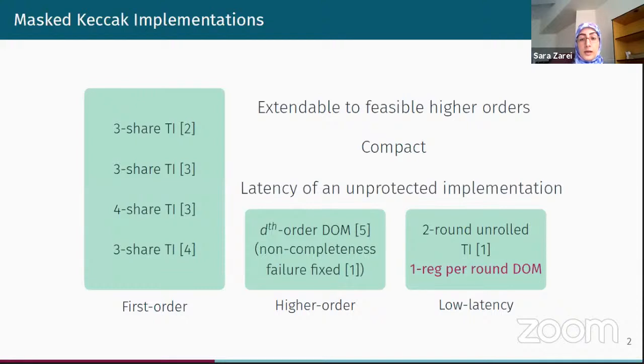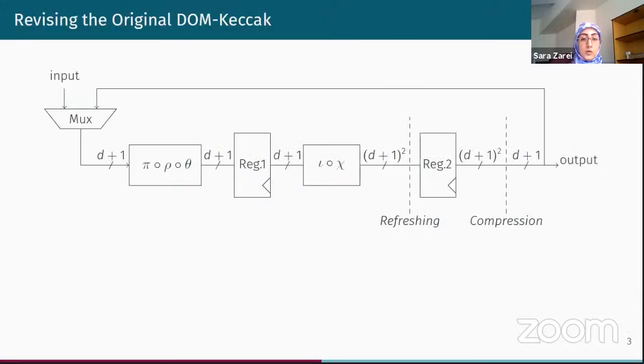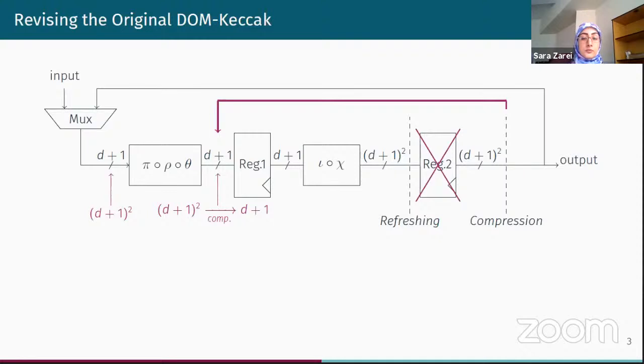to any arbitrary order. And to this end, we switch the underlying masking scheme of the Keccak implementation to D+1, and then try to stay with the latency of an unprotected implementation, which is 1 register per round. And let's have a look at how we did it. We got the round function of the original D+1 masked implementation of Keccak and moved the compression layer to after the theta operation. This relocation allowed us to remove the register stage subsequent to the chi operation.